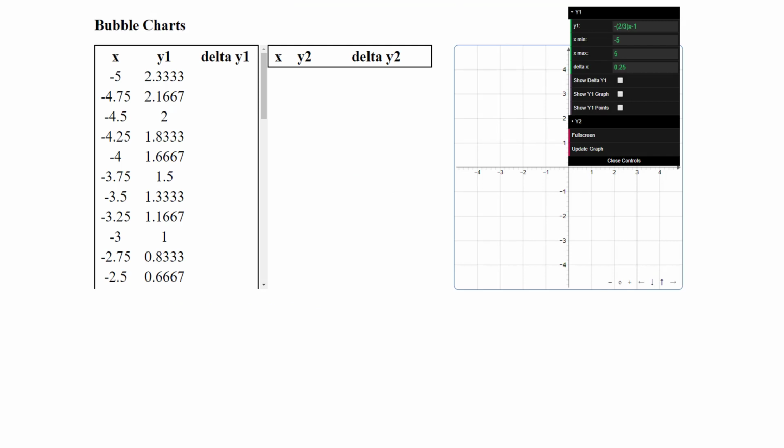Okay, so what I have here is the equation y equals negative 2/3 x minus 1. So I've got a slope of negative 2/3 and a y-intercept of negative 1. Now, what the computer is doing for us, again, I'm using delta x as 0.25, so the difference from one x value to the next is a quarter of a unit. So we go from negative 5 to negative 4.75, negative 4.75 to negative 4.5. So it's just off by a constant of 0.25.